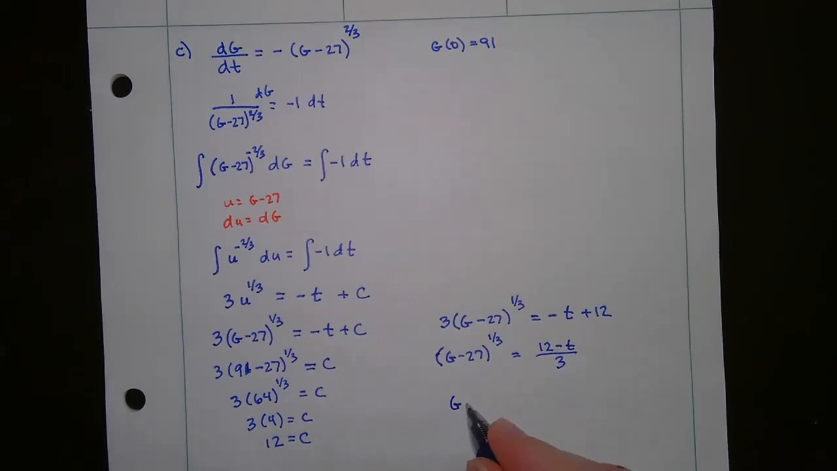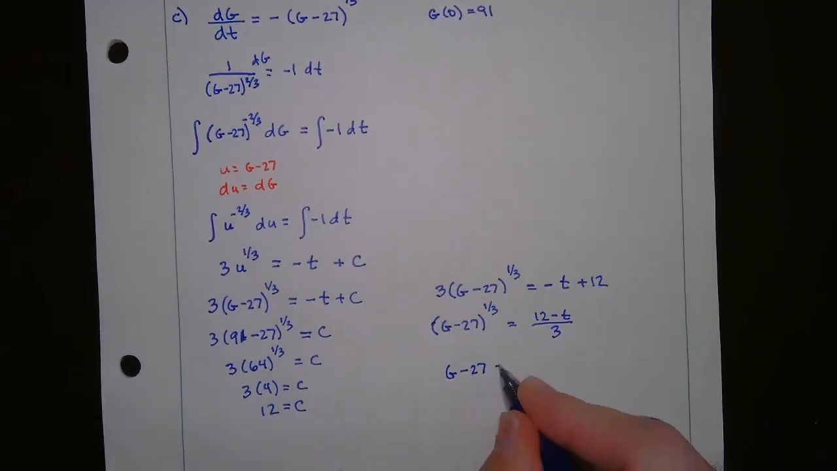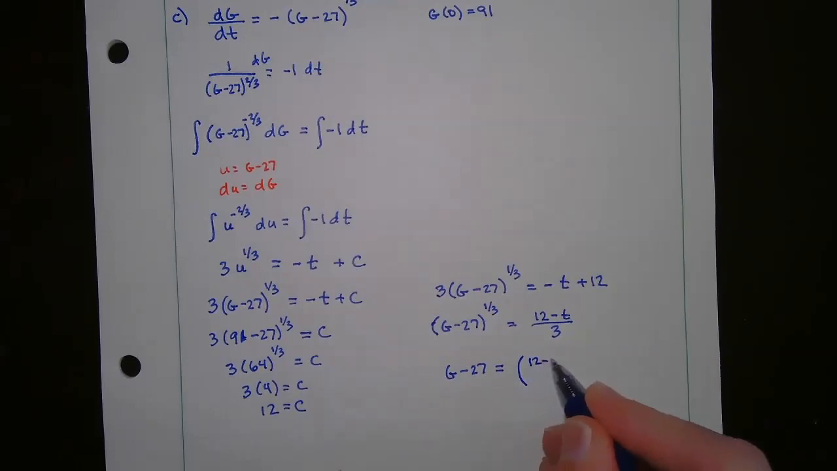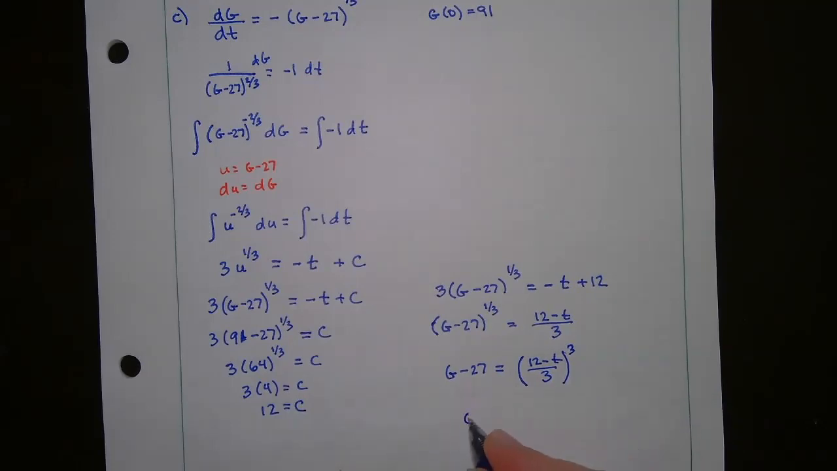So I'm going to raise both sides to the 3rd power. So that would give me g minus 27 is equal to, okay, and this right-hand side would be 12 minus t over 3 to the 3rd power, and then adding 27. So g is equal to 12 minus t over 3 cubed plus 27, okay? And there's only one function for this. That's it, okay?